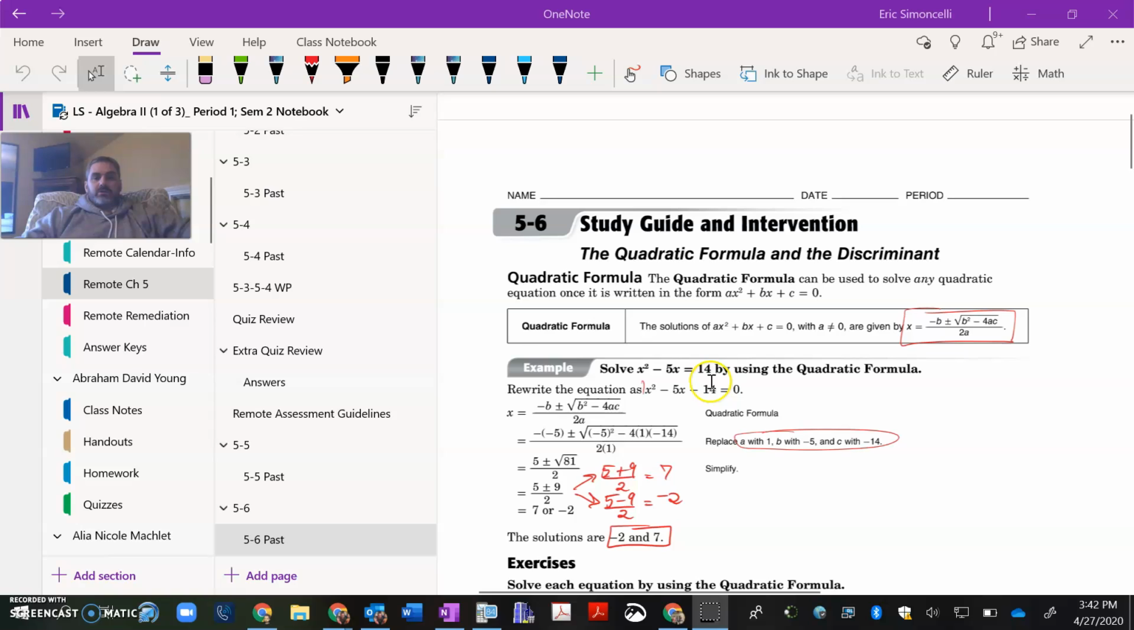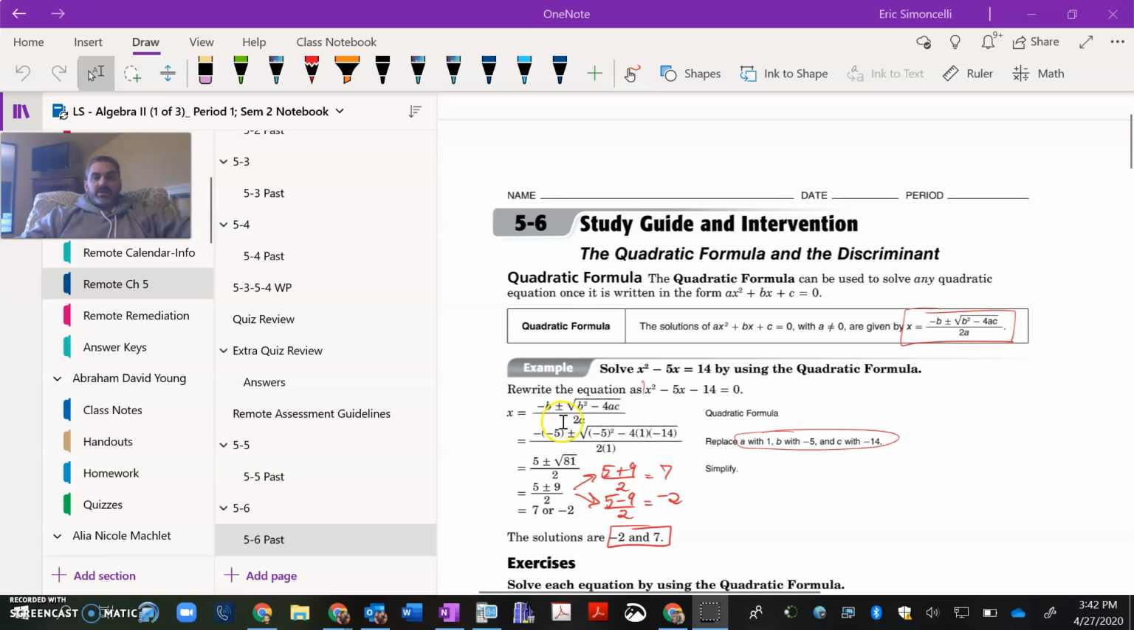So solve x squared minus 5x equals 14 by using the quadratic formula. Well, like I said, you do have to set it equal to 0. So the first step, simply subtract 14. So x squared minus 5x minus 14 equals 0. A is 1, which they also note down below. B is negative 5, and C is negative 14.